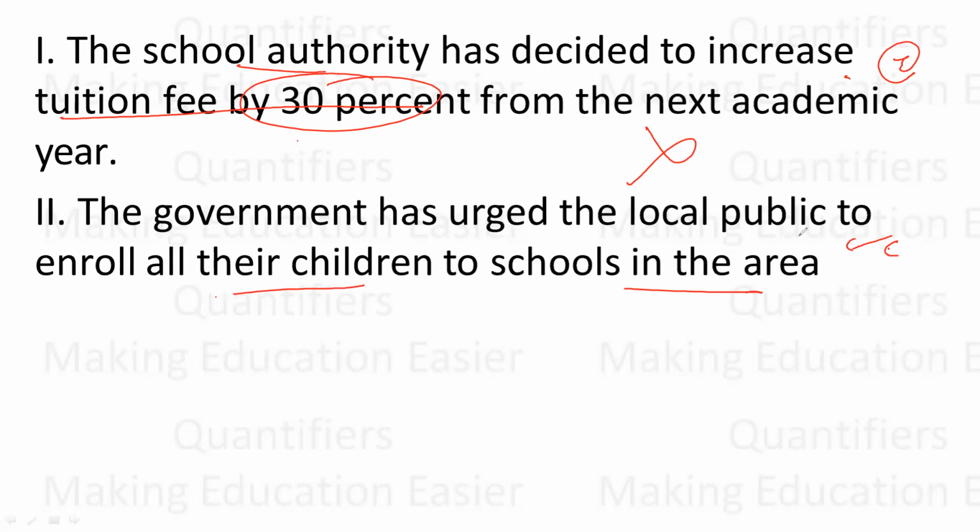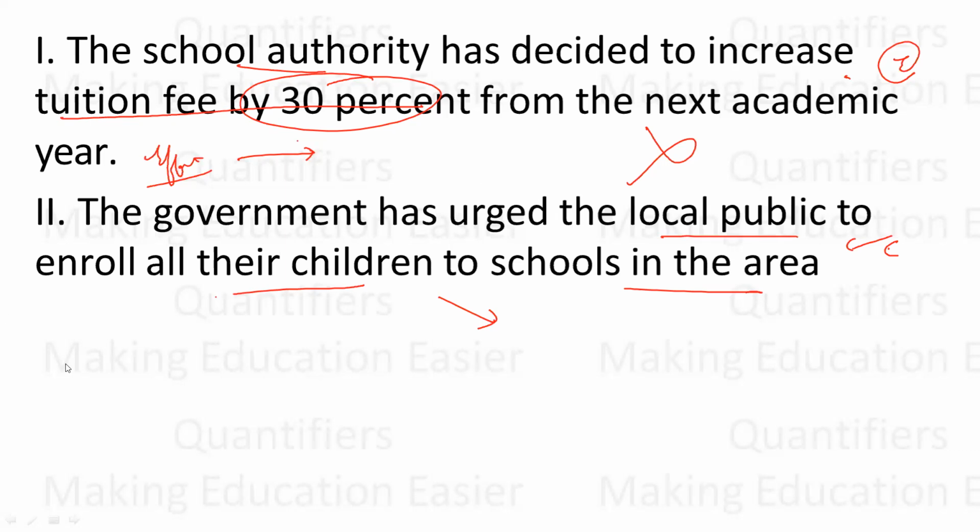Because when the government is urging local public to enroll all their children and they increase by 30%, that means that the school authority is going against the government, which is not the case, okay? So we can say that this is again the effect of independent cause. The school authority has decided to increase tuition fee by 30% from next academic year because of maybe the rise in cost, maybe they are increasing some number of seats, whatever the reason, okay? They're spending on infrastructure. Now, the government has urged the local public to enroll all the children to the schools in the area, maybe because of the low literacy level at this particular area, right? So, again, we can safely say that both 1 and 2 are effects of independent causes, okay?